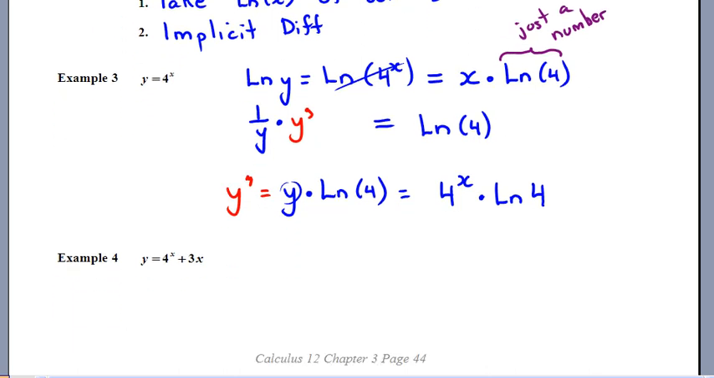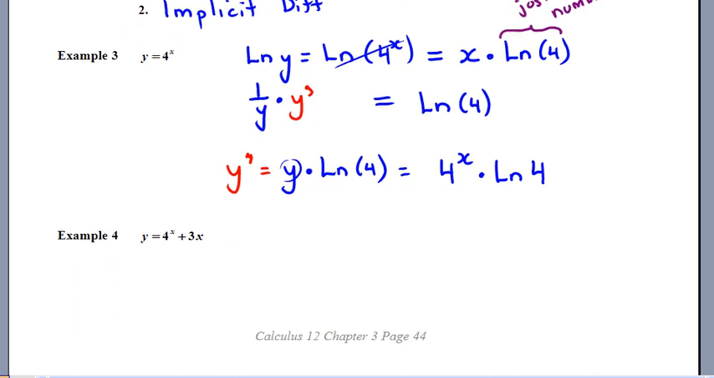Okay, what if it looks like this though? What if you have y is equal to 4 to the x plus 3x? Don't take my advice. Okay, if you try to take the logarithm right away, if you say, oh yeah, I'm going to go and do the ln of 4 to the x plus 3x, well, you are stuck, right? You're like, well, now what? And the answer is, well, there's nowhere to go. So don't do that logarithmic differentiation on the whole thing.